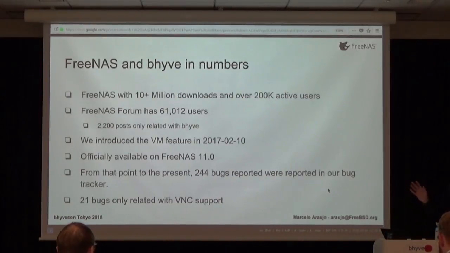From that point to the present, in our bug tracker we have over 244 bugs related to the feature itself, and some bugs related to Bhyve. I'm part of the Bhyve group, so we always try to fix things on FreeBSD and also fix things on FreeNAS. As an example, for bugs related only to VNC we had 21 bugs, not all specific to the RFB implementation of Bhyve, but also related to the interface that we provide.